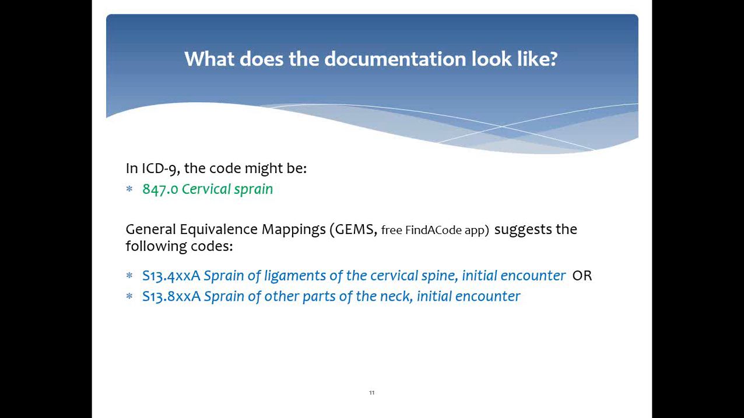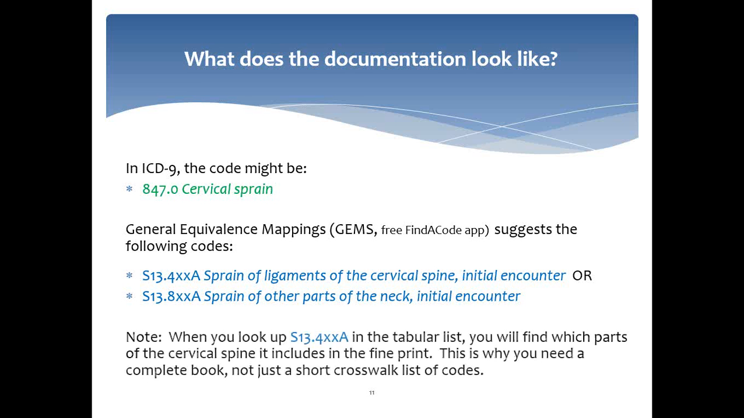And so when you look up S13.4XXA in the tabular list of ICD-10, you'll figure out that there's a bunch of fine print under it, or extra instructional notes, that explain which parts of the neck are considered appropriate for this code. And then when you compare that to the other code, you'll find out it covers other parts of the neck. So in order to properly select the code, you have to know what the fine print is below that code. And that is one of the challenges of ICD-10.